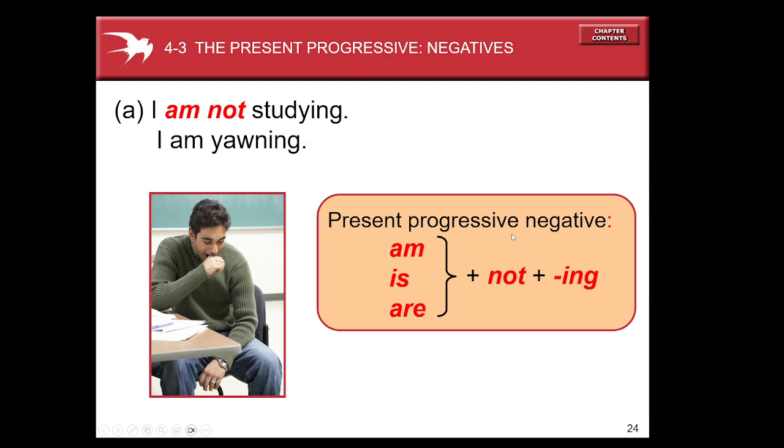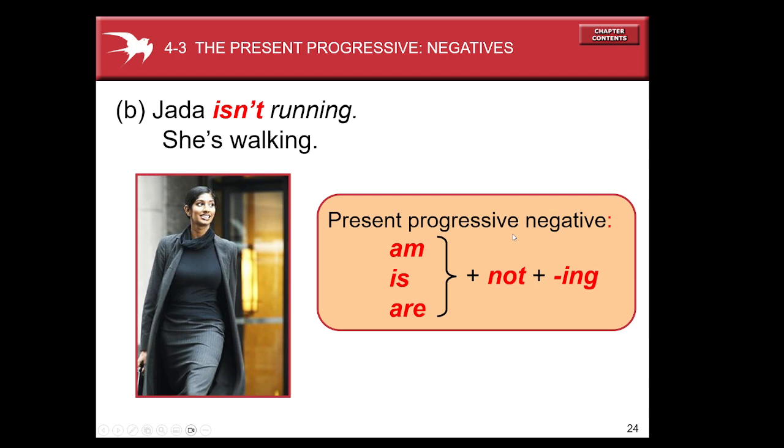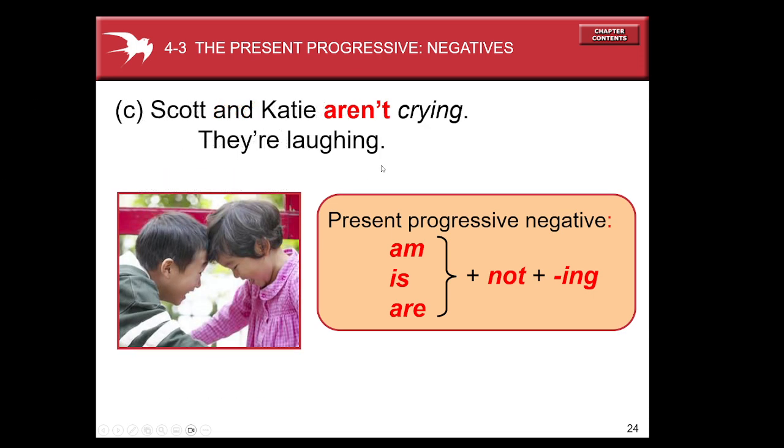Good. Take a look. Jada isn't running. She's walking. In this case, we make a contraction. Contraction means that we take two words and put them together and get a single one. Jada isn't running. She's walking. One negative and the other positive.